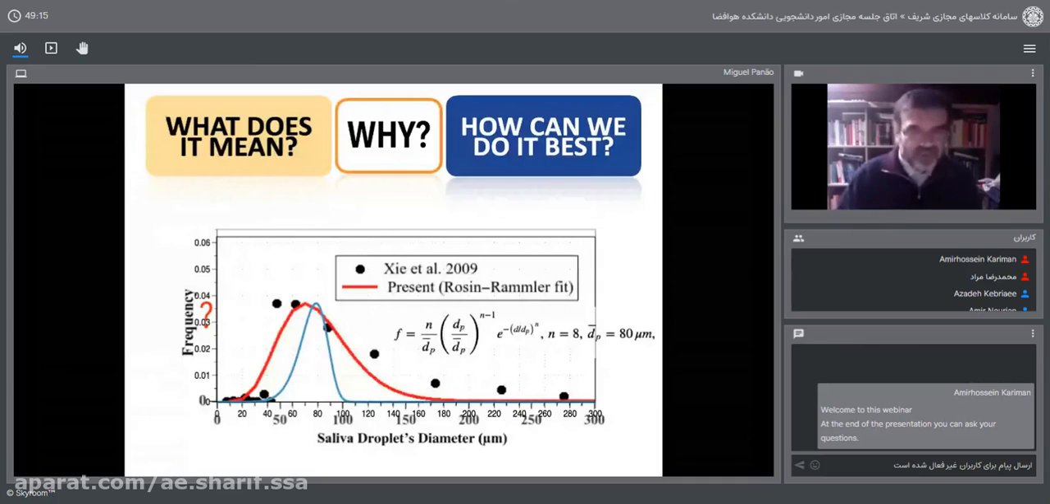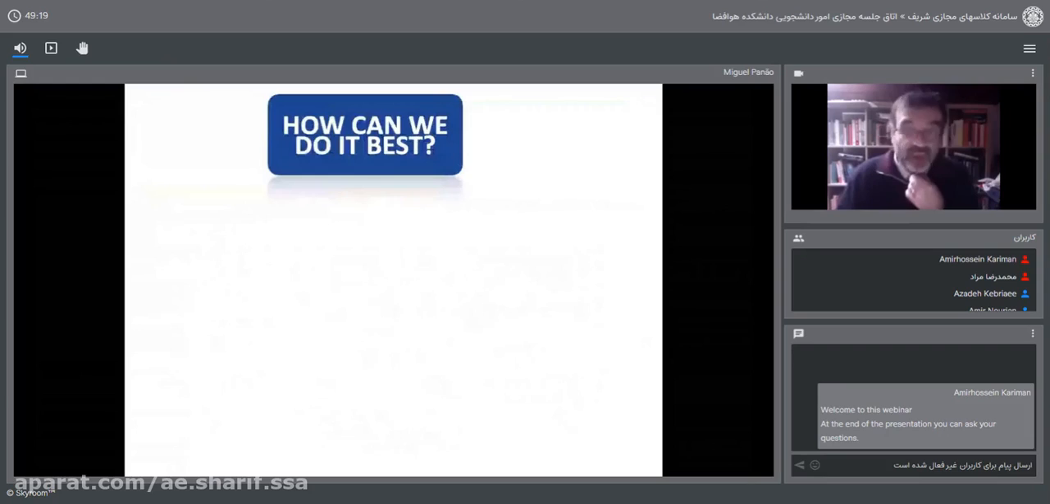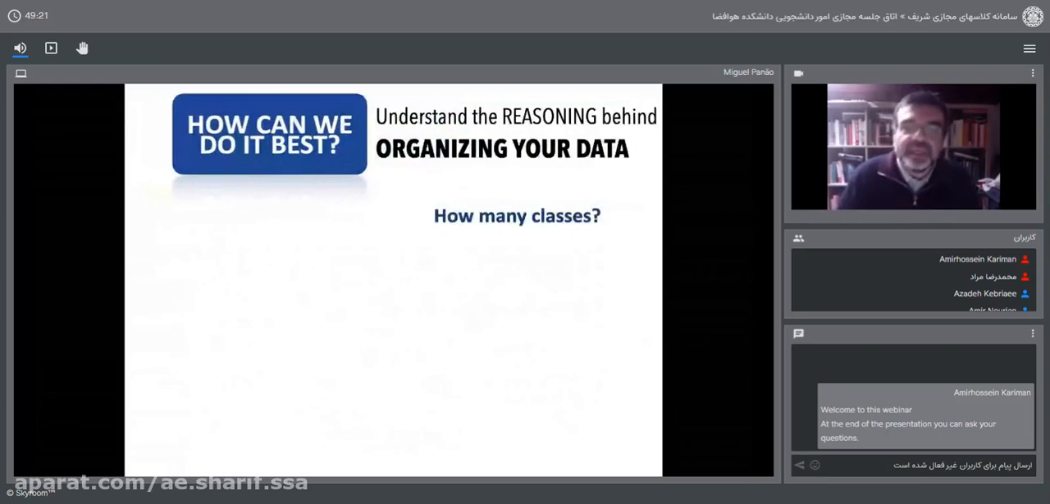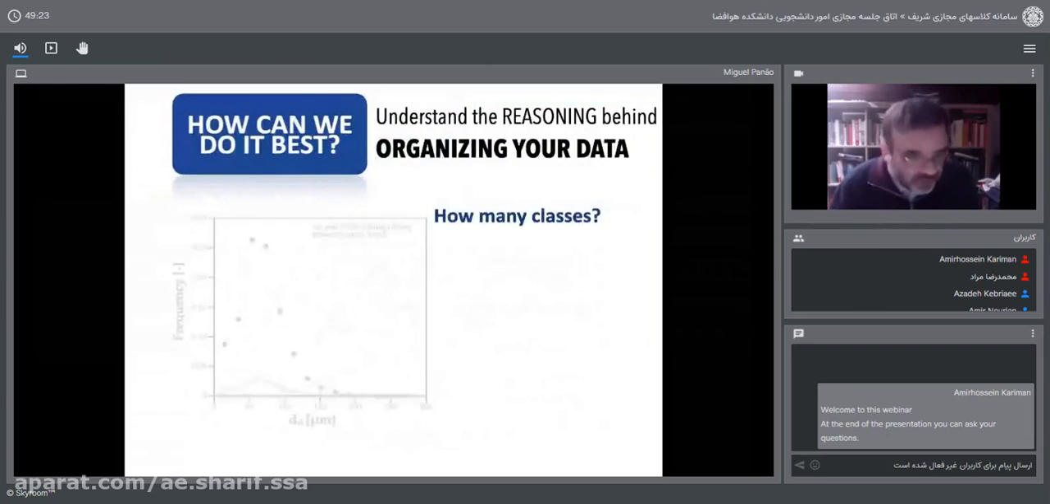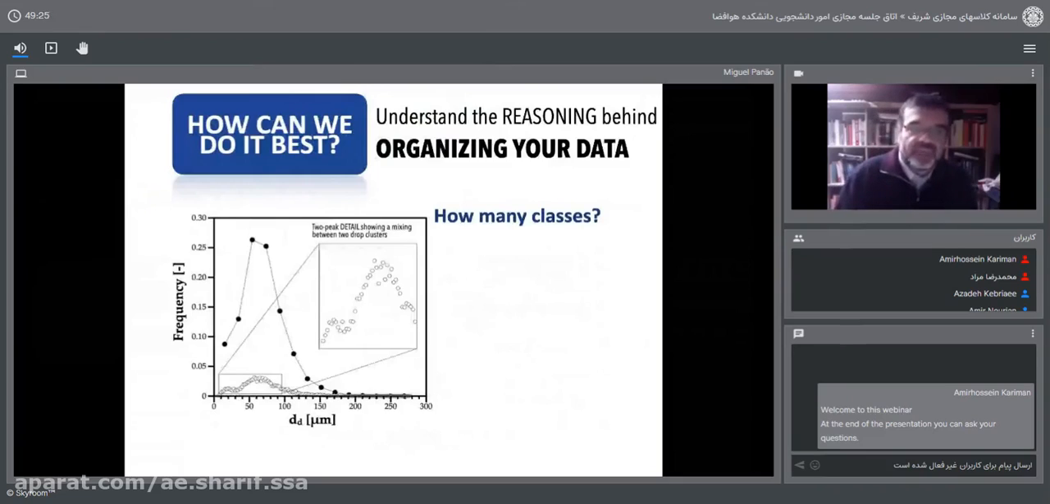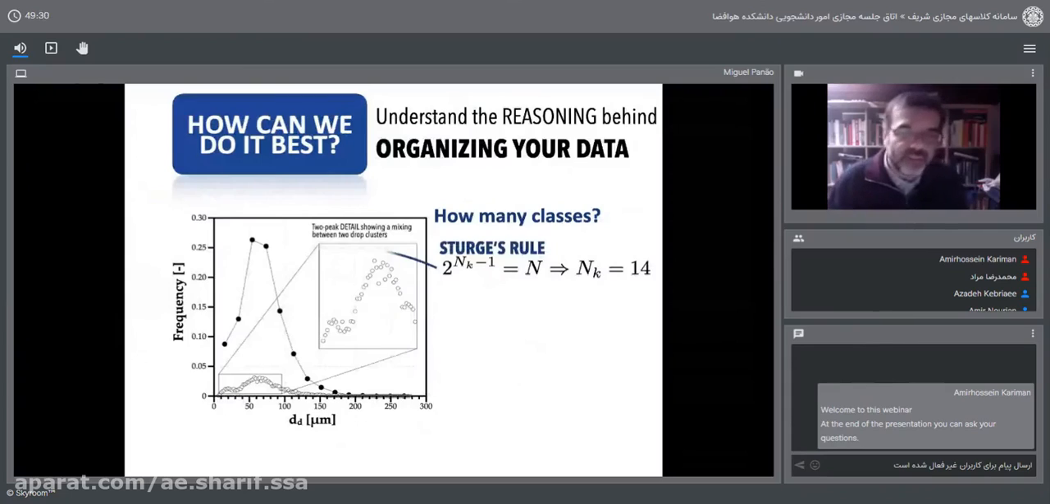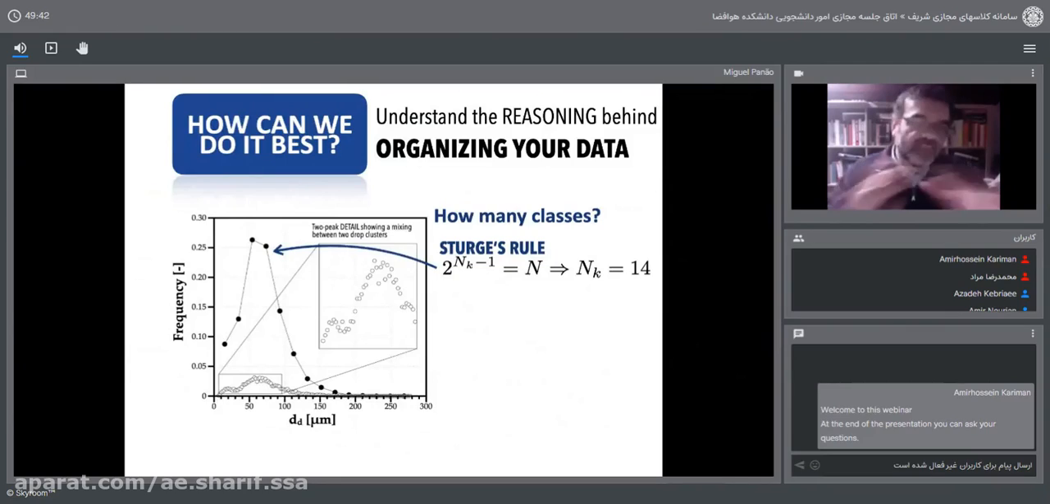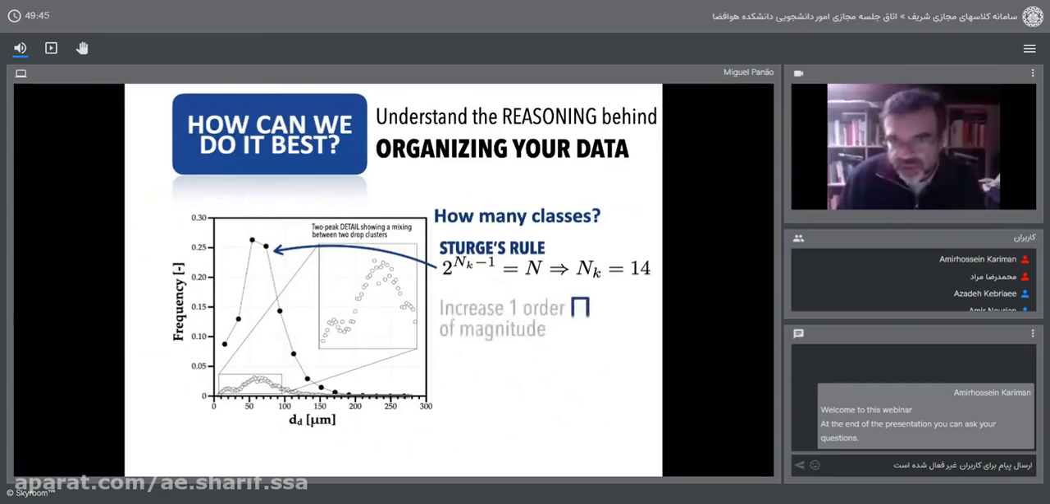Okay, so how can we do it best? Well, the first question would be how many classes, right? Let me give you just an example of this. One of the most known rules is the Sturges rule. So this defines the number of classes. But several authors say that this rule does not work when we have samples over 100. Let's say we have more than 100 measurements of droplet sizes. This doesn't work.